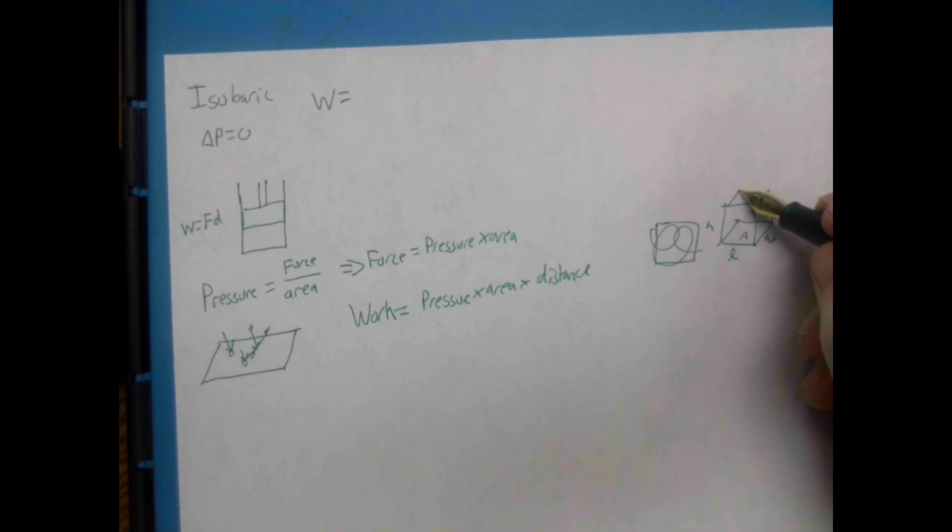Now, pressure stays constant, right? That's what isobaric means. So the only thing changing in this is volume. So work is equal to pressure times the change in volume. Equivalently, using the gas laws, you can also write that work is equal to nR delta T, where R is some gas constant.